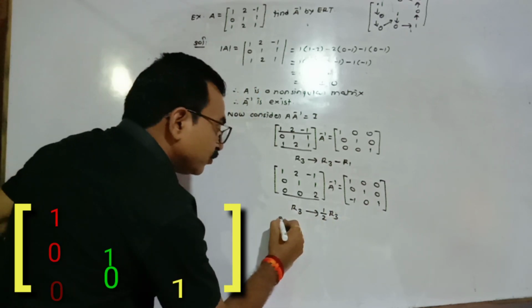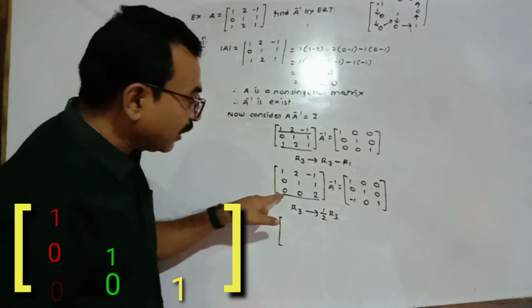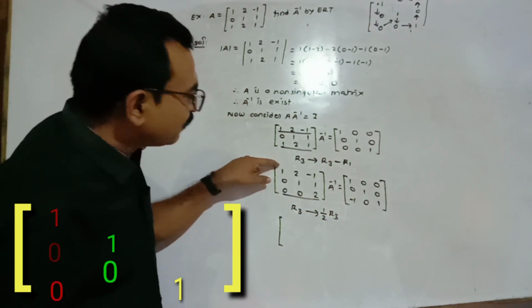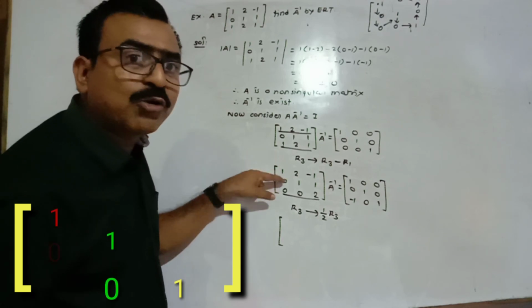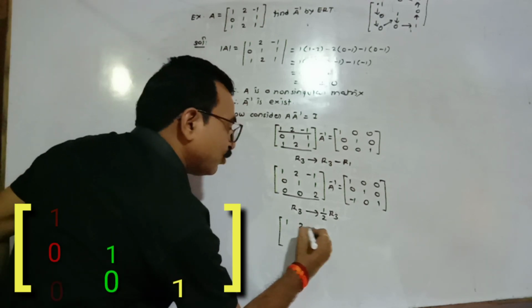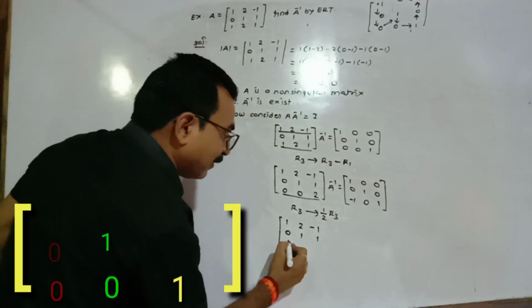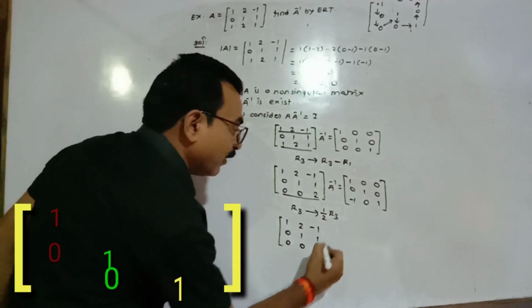So student, here you have applied the operation on row 3. Because of that, write down the elements of row 1 and row 2 as they are. 1, 2, minus 1, 0, 1, 1. Okay? 0 multiplied by 1 by 2 means 0, 0, 1.